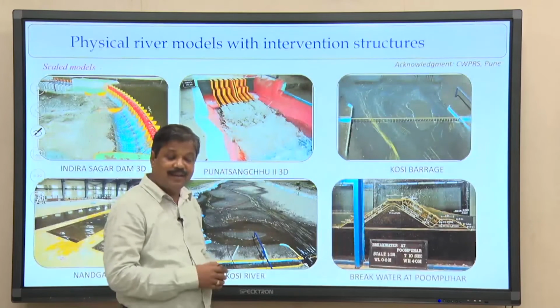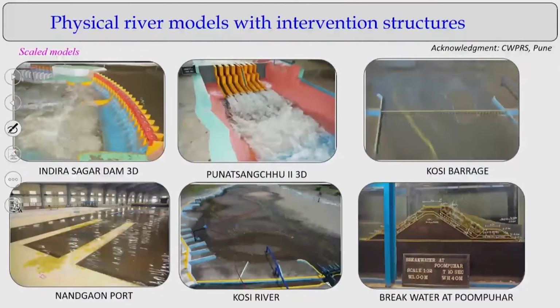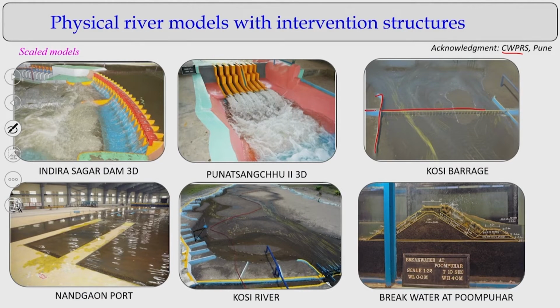Now, if you look at the 3 dimensional models at CWPRS, the Central Water and Power Research Station in Pune, this is the Kosi barrage and its abutment. It tries to show how the flow varies at the physical model level. In the same way, for the Kosi River, a lot of study has been done for the Kosi barrage, like putting in different types of river training works, to see the effectiveness of river training works in protecting the river banks, and this is the river flowing.